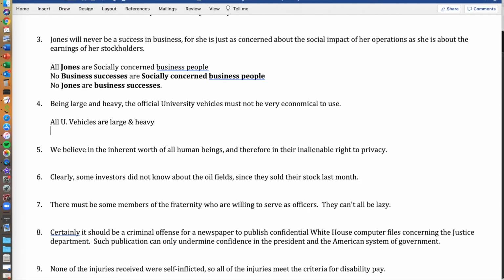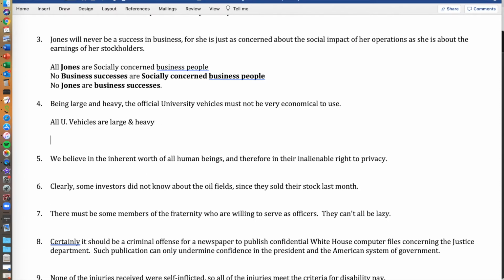And then we can go to the conclusion. Again, it says university vehicles must not be very economical to use. And that indicates we have a negative. So we'll make this no university vehicles are economical, okay, or economical vehicles. In any case, we have a universal negative conclusion, and we'll mark those terms as both of them distributed. And then we have a universal affirmative statement in which the subject of the universal is distributed.